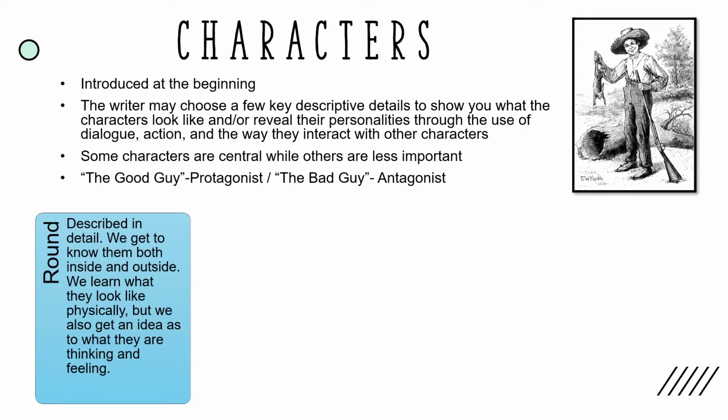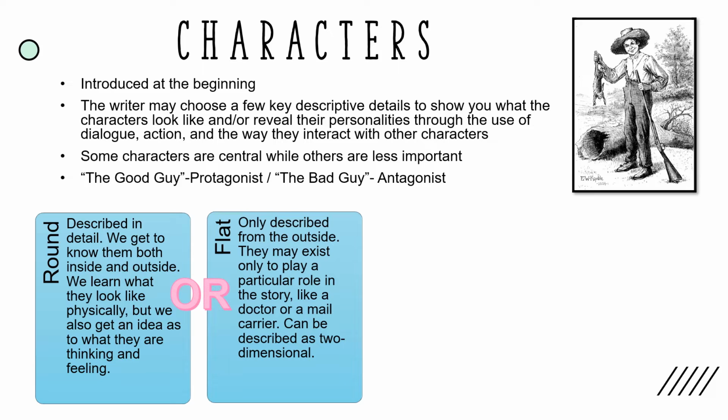Round characters are generally described in detail by the writer. We get to know them both inside and outside. That is, we learn what they look like physically, but the writer also gives us an idea as to what they are thinking and feeling throughout the story. A flat character, on the other hand, is usually only described from the outside. They may only exist to play a particular role in the story, like a doctor or mail carrier. Flat characters can be described as two-dimensional when compared to round characters, who are typically more three-dimensional.